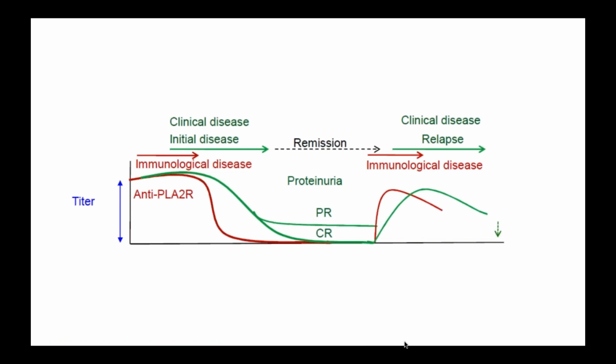So this is the summary of the behavior between antibody and clinical disease. You have antiphospholipase A2 antibody high, you have proteinuria. So this is both immunological disease and clinical disease in the initial stages. Now, it is possible that once you treat, the phospholipase A2 receptor antibody titer decreases and becomes negative. Proteinuria will decrease more slowly and either may disappear completely, in which case the patient would have entered complete remission, or may enter partial remission.